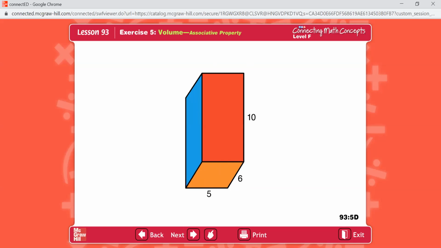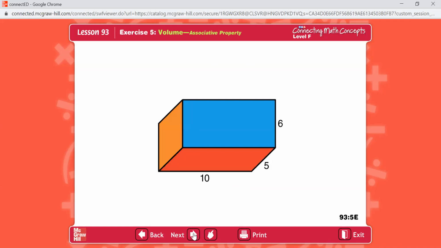Now, let's rotate the rectangular prism. What is our new base? Our new base is 10 times 5. The red is now our base. So what is 10 times 5 equal? 50. And then let's multiply it by the height. What is 50 times 6 equal? 50 times 6 also equals 300. 300 cubic units is our volume for this version of our rectangular prism.